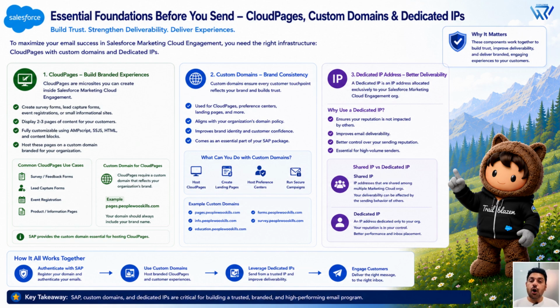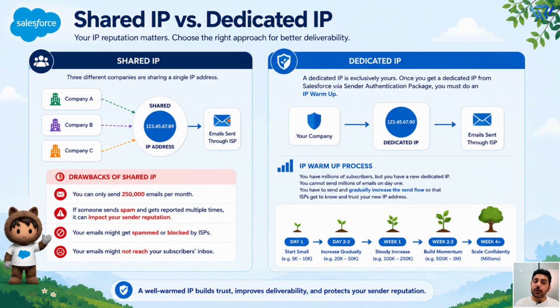But there are drawbacks of a shared IP. You can only send 250,000 emails per month. The other and major drawback is if somebody is sending spammy content and they got spam complaints multiple times, it might impact your sender reputation as well. Your emails might also get blocked by internet service providers, and your emails might not reach your subscribers' inbox. That is why you should have a dedicated IP.